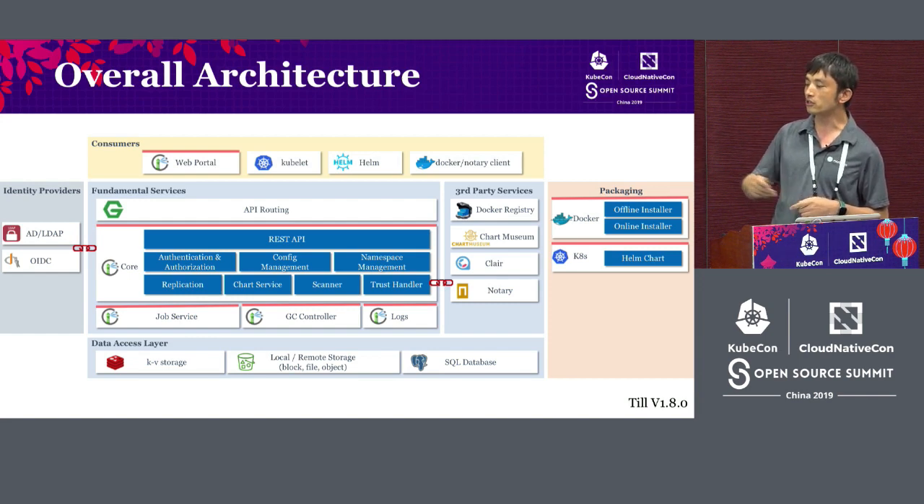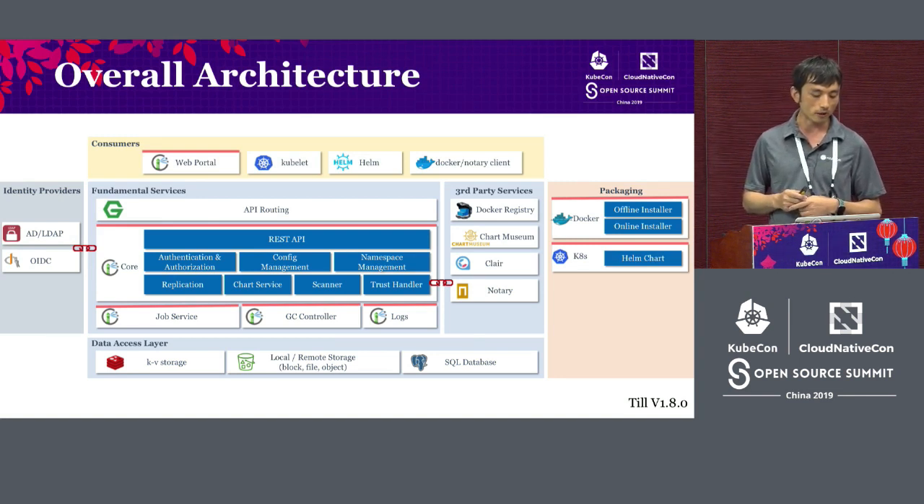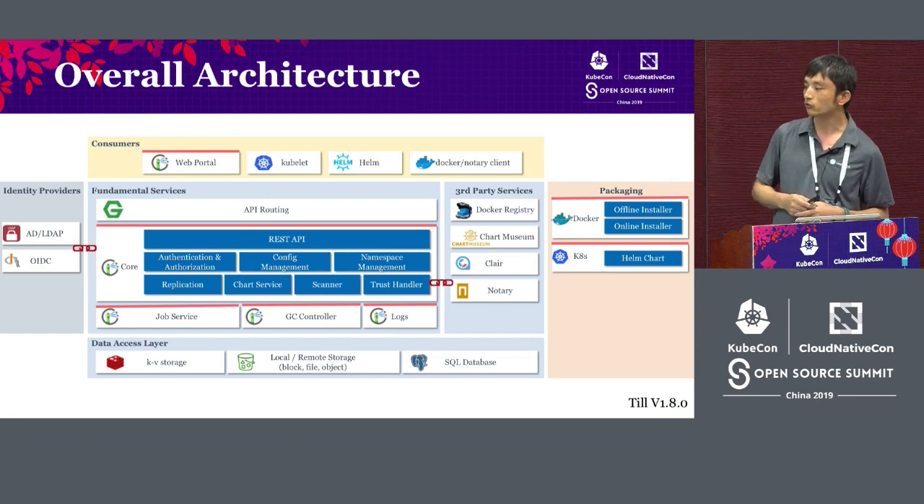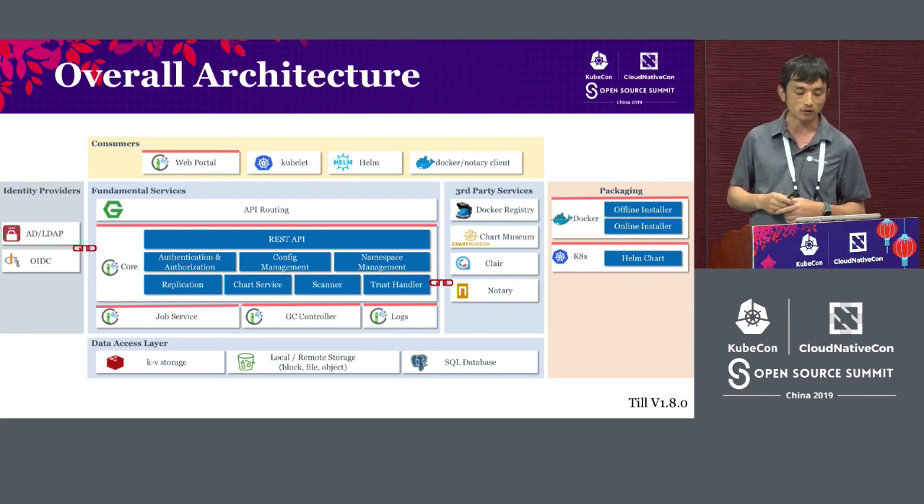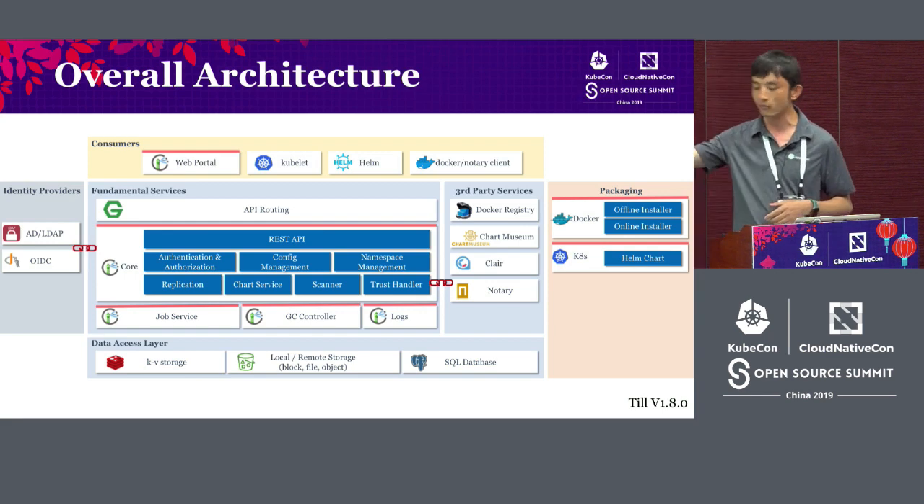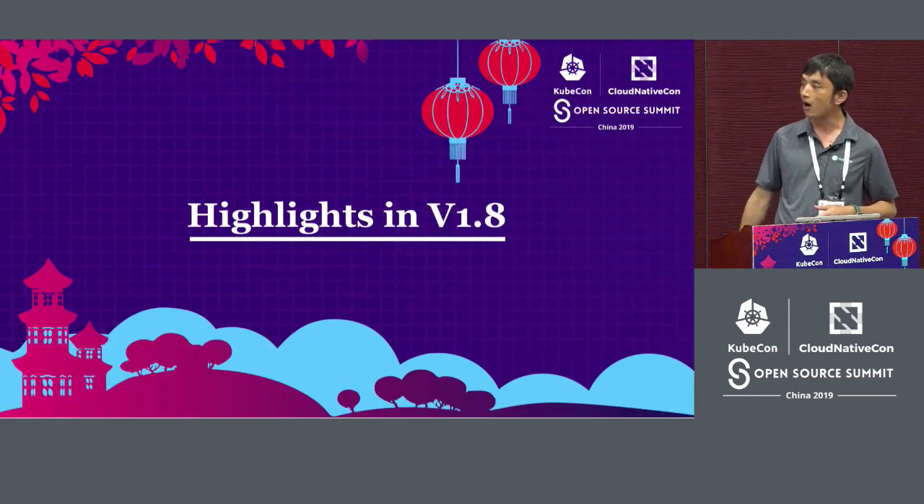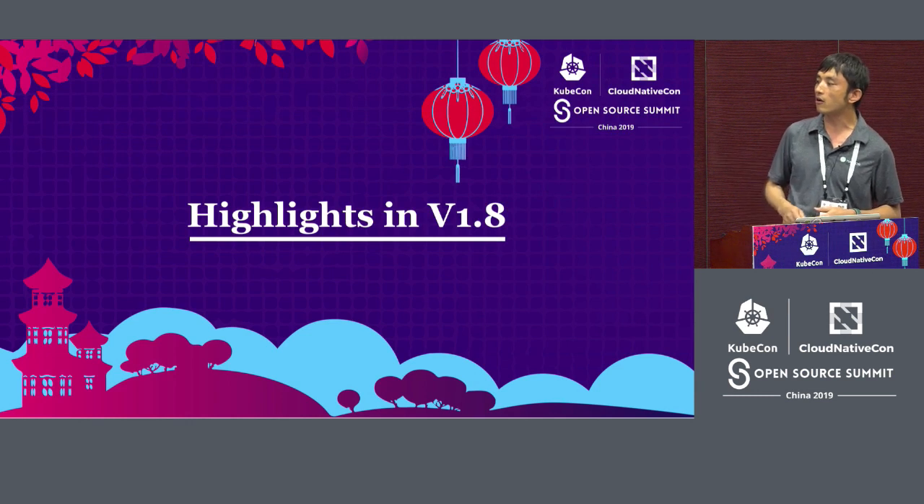And then for job service, we provide the asynchronous execution, and we have the job queue and also the GC controller for the online GC, and also we have logs. We can put them into the compatible system log systems. And also we have the bottom layer. We can use the cache, and also we can use the local and remote storage for the block files and objects, and also the SQL database. So that is the overall.